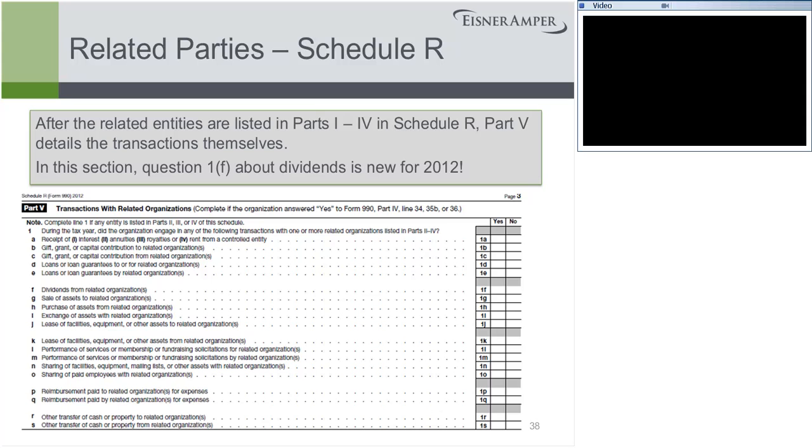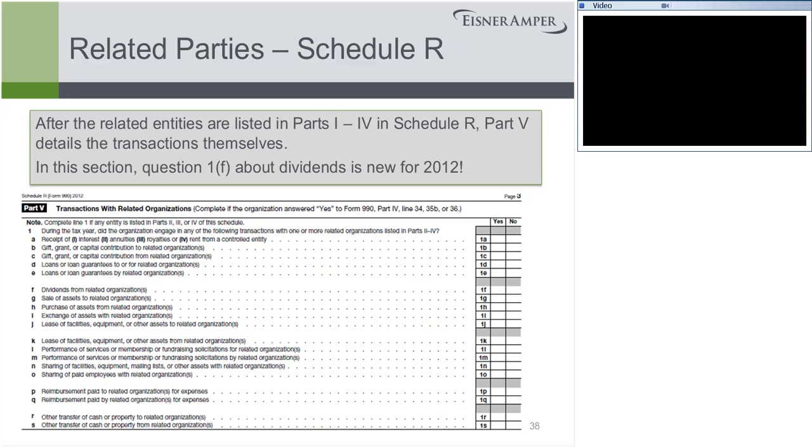So in Schedule R, after I've identified who's related to us, I've listed disregarded entities, brother and sister relationships, and parent-sub relationships. Now I have to actually talk about what type of transactions I had with those entities. And here's a checklist of different types of transactions that we may or may not have had. Again, this is 2012 that I'm showing you. The reason I did that is where it says dividends from related organizations, that's a new line. We get really excited about new things on the form, so yay!